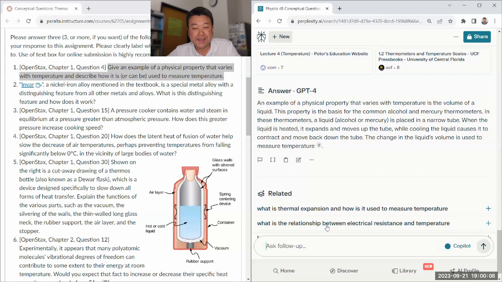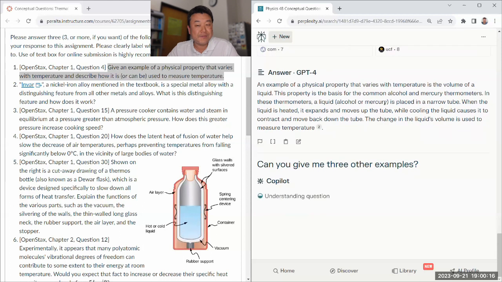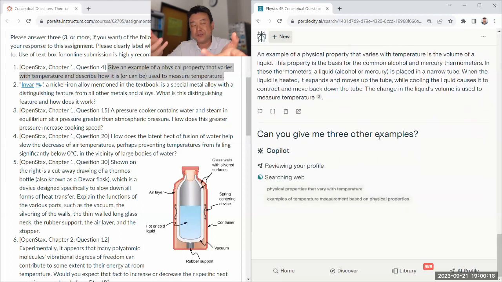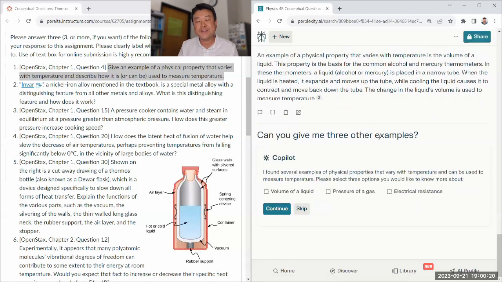Yeah, and I can actually ask a follow up question. Can you give me three other examples? Because a lot of people might be giving this answer, or if that's something that you already knew and you are curious, what else might change? So volume, I don't care. Pressure, maybe, okay. Electrical resistance.